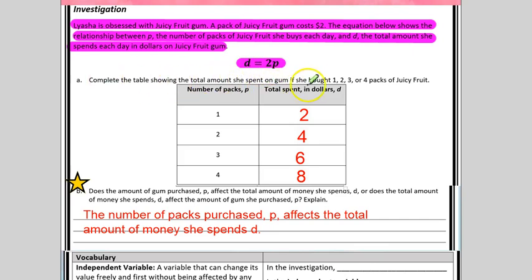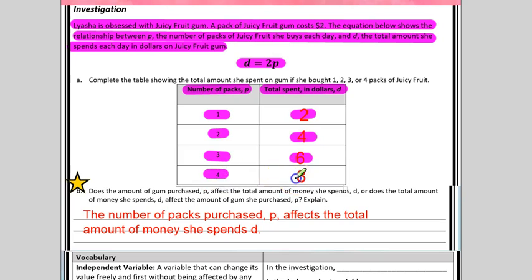There's a table that can show this relationship. The left shows the number of packs. The right shows the total spent in dollars. So 1 pack is $2. 2 packs is $4. 3 packs is $6. 4 packs is $8.